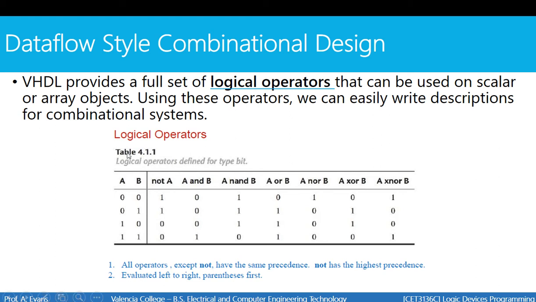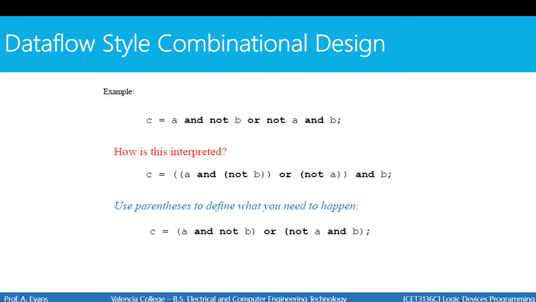The table on the screen shows you the logical operators that are defined within VHDL. Take a look at the bottom. All operators except not have the same precedence. Not has the highest precedence. So everything has the same precedence, which means without parentheses, everything will be evaluated left to right. Left to right, no precedence between NAND or NOR. The only thing that has precedence is not. So if you are trying to write a statement that has a combination of logical operators, it's going to be evaluated left to right unless you have parentheses in your expression.